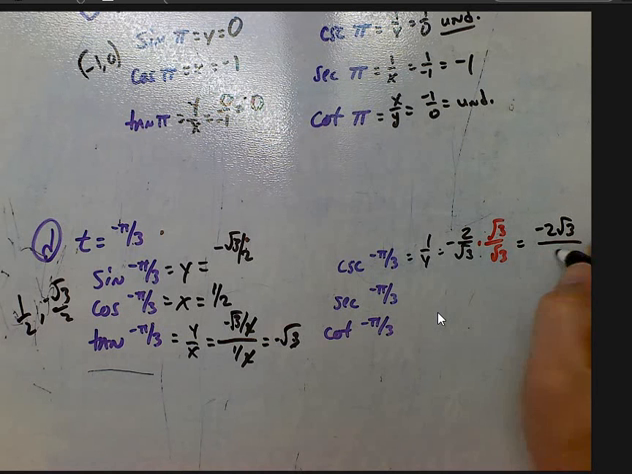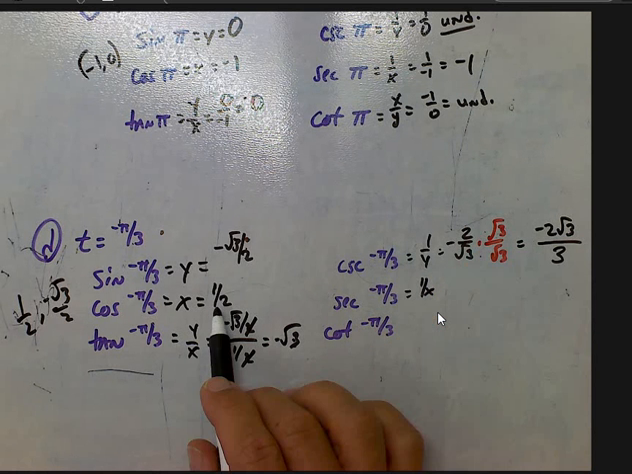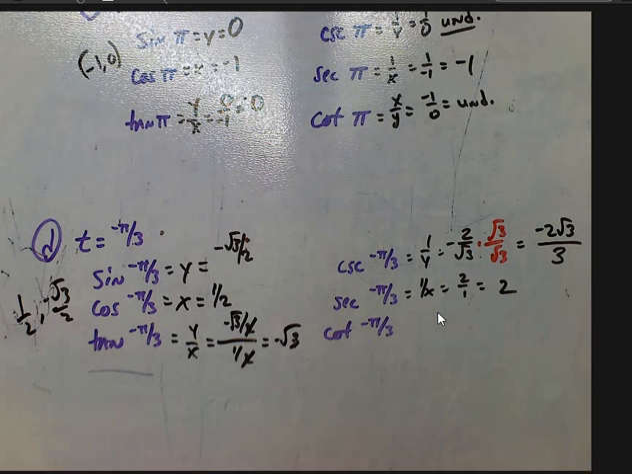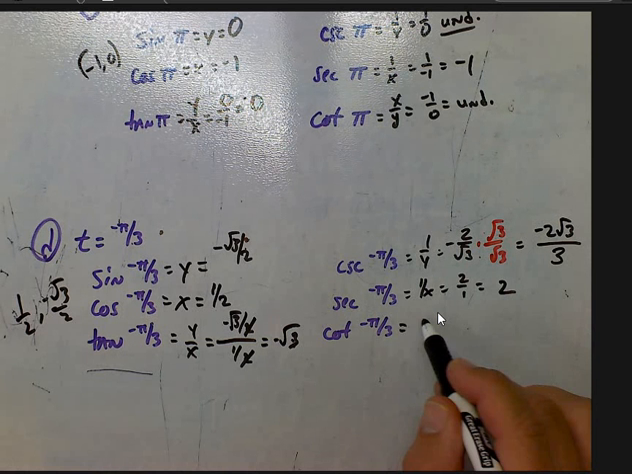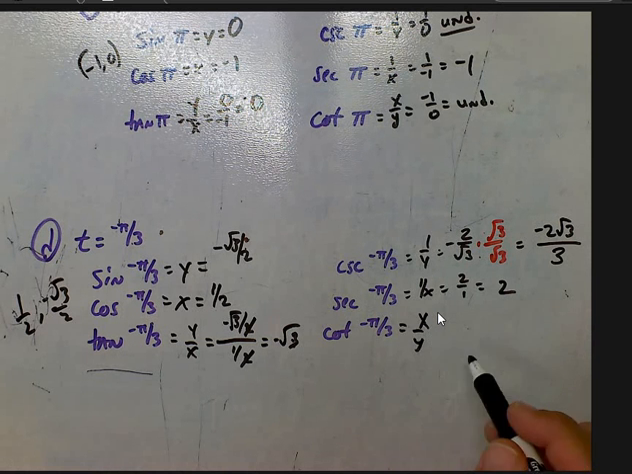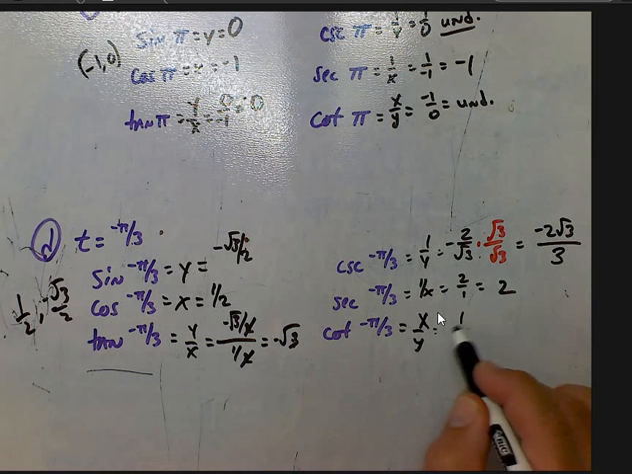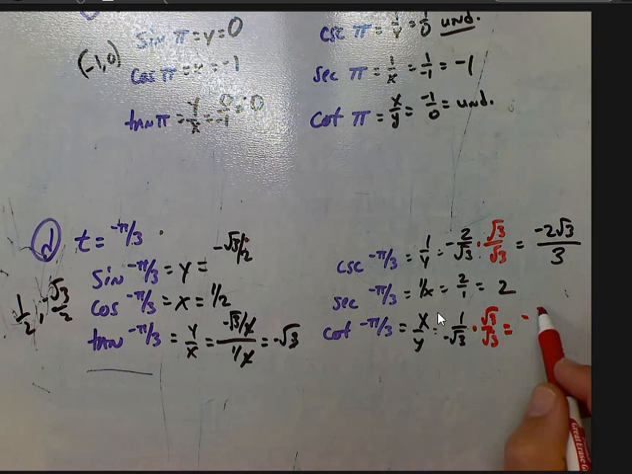Secant is equal to 1 over x. So I flip the cosine value of 1/2 to make it 2 over 1. That's just 2. The cotangent of negative pi over 3, cotangent is x over y. And so essentially what I do is I can flip the tangent value and make that 1 over the negative square root of 3. Multiply top and bottom by square root of 3. I'm left with negative square root of 3 over 3 as my final answer there.